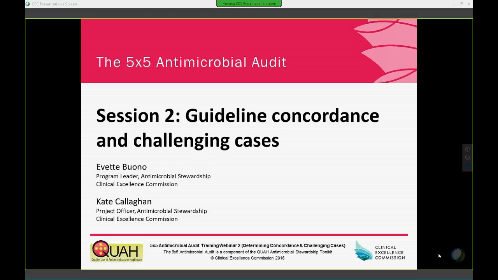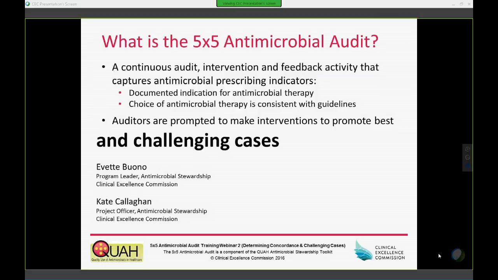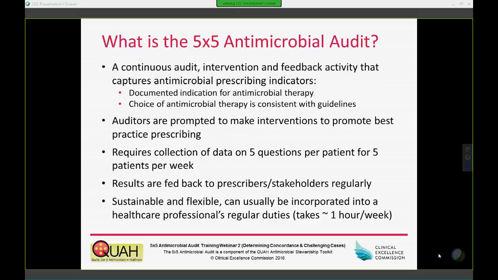In case you missed last week's webinar, the 5x5 Antimicrobial Audit is a continuous audit, intervention and feedback activity, and it captures data on two key antimicrobial prescribing indicators. They are the documented indication for antimicrobial therapy and the choice of antimicrobial therapy being consistent with guidelines or non-concordant with a documented reason. Auditors are prompted to make interventions to promote best practice prescribing, and that's essentially when either of those two indicators have not been met.